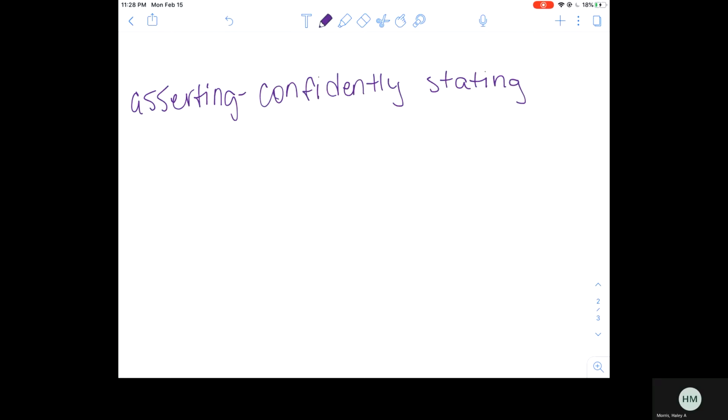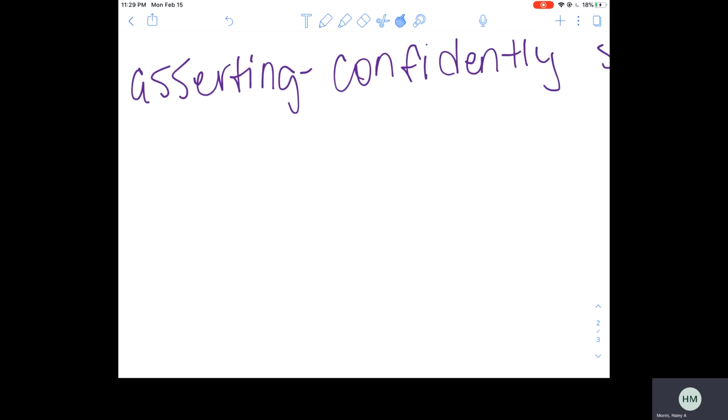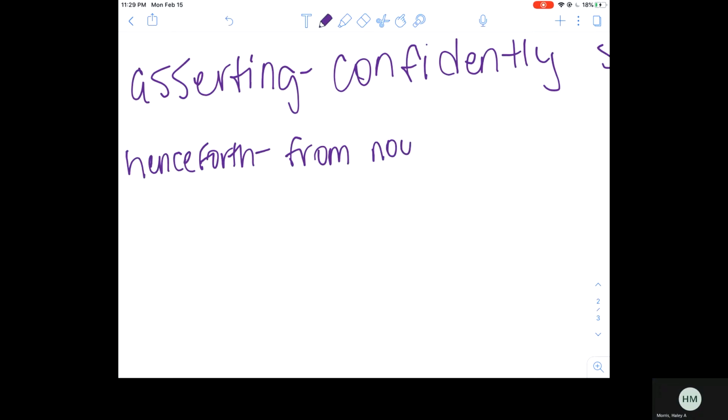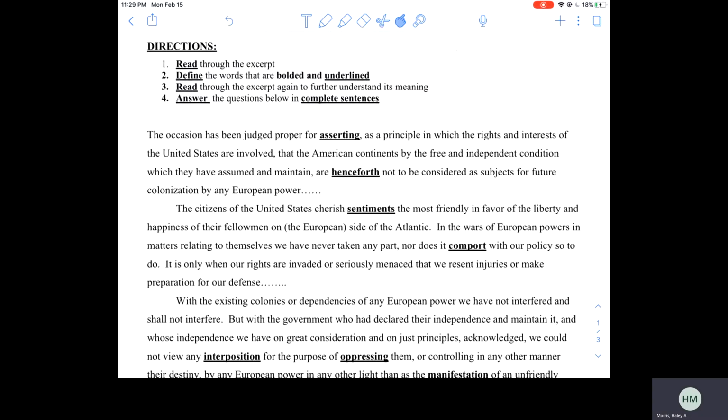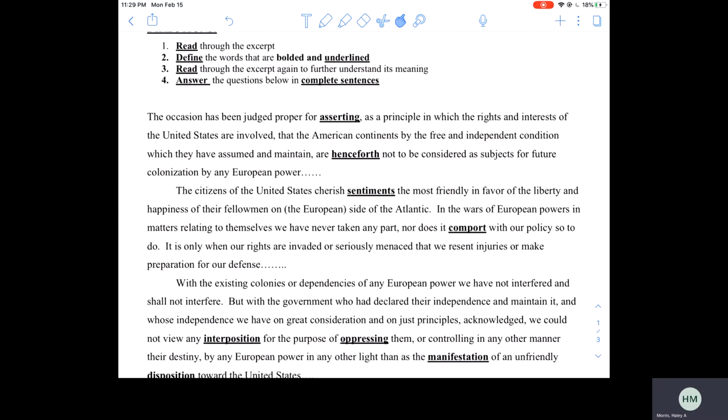So the first word was asserting. So we're going to define asserting. And in class, we defined this one. And asserting was, we decided, like confidently stating something. The next word that was in that paragraph was henceforth. And in class, we decided henceforth means from now on. From this point forward. All right, so from this point forward, the Americas cannot be considered as subjects for future colonization by any European power. That's what that first paragraph is saying.